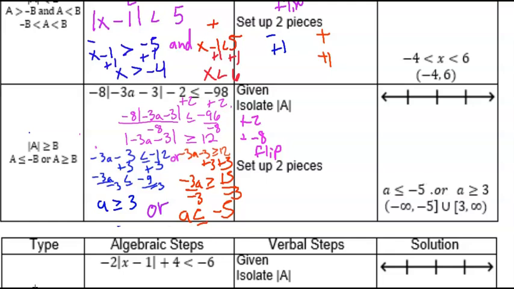And here's what your solutions would look like. Inequality and interval. On the number lines, we'll plot our 2 points, -5 and 3. Since it's "or," we're going to shade the outside.